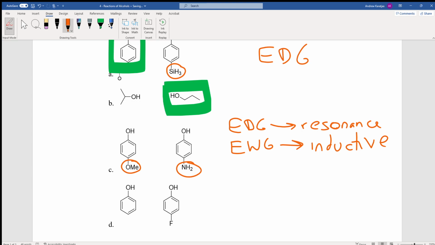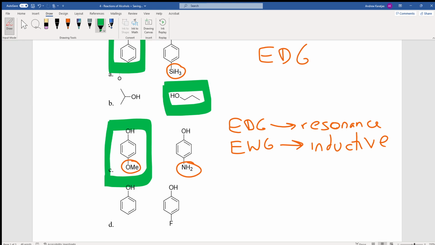So now it just becomes a question of which one has stronger effects. And the oxygen, because it's more electronegative, does a better job as a withdrawing group. Because of that, it also does a poorer job as a donating group. And so overall, the oxygen is the more withdrawing group and gives us the stronger acid.